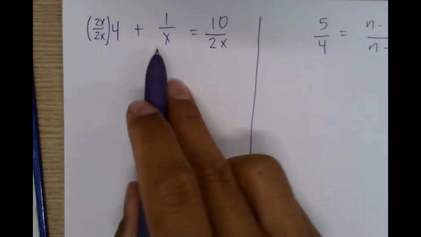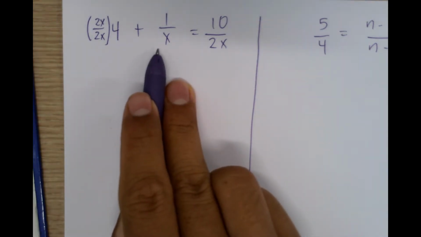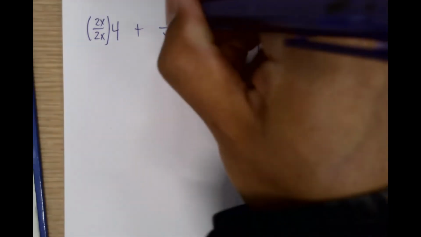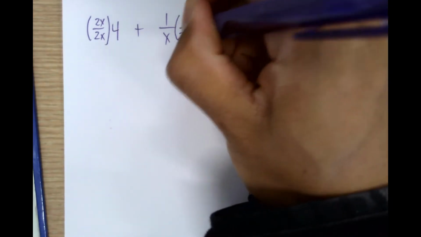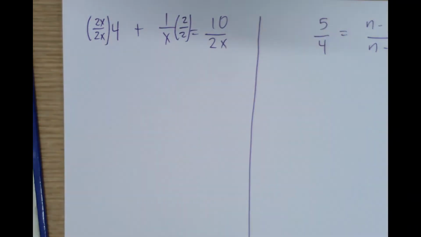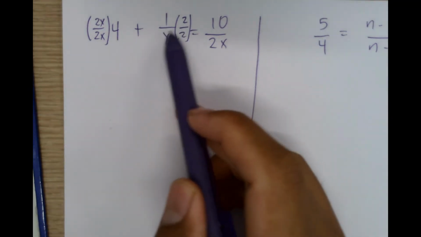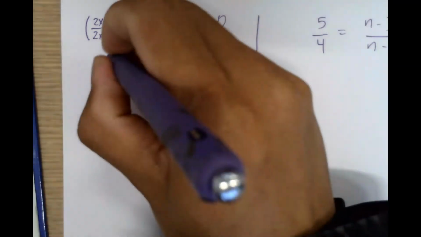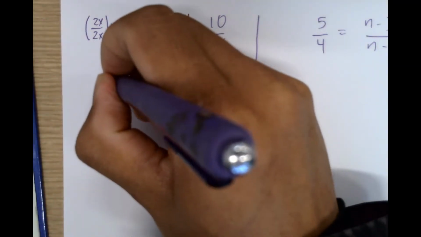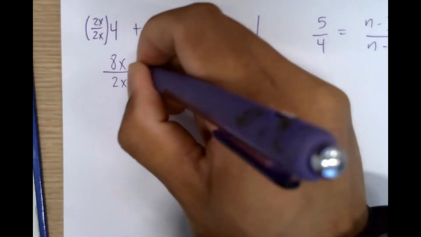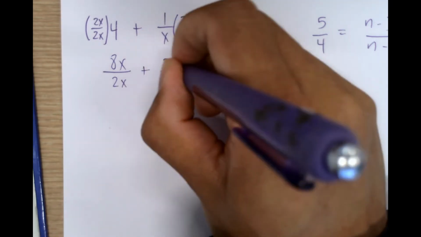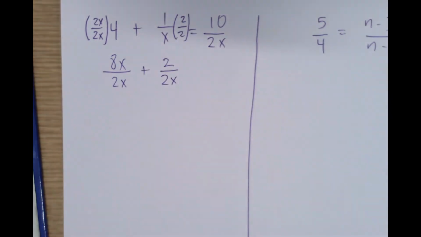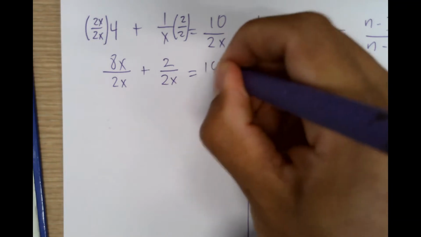then this one is super close. All we need to do is multiply the top and bottom by 2 over 2. Again, the reason we multiply the top and bottom is to make sure that we don't change the value of this. So this would become 8x over 2x plus 2 over 2x equals 10 over 2x.